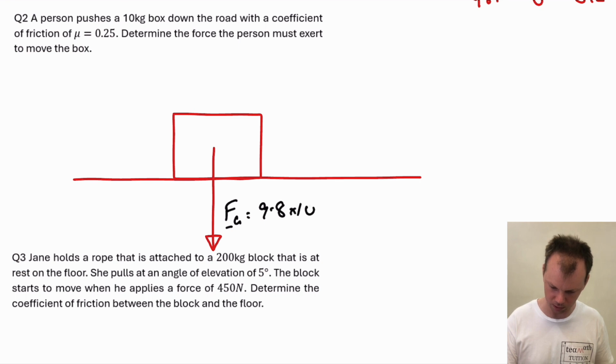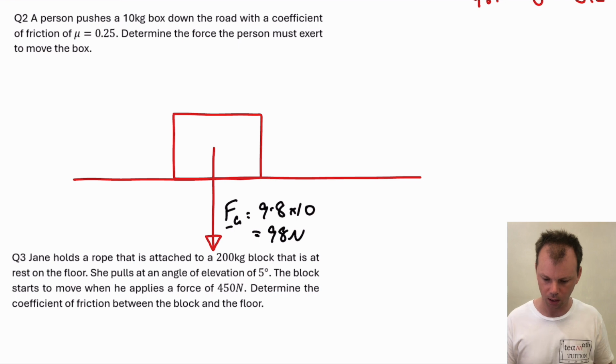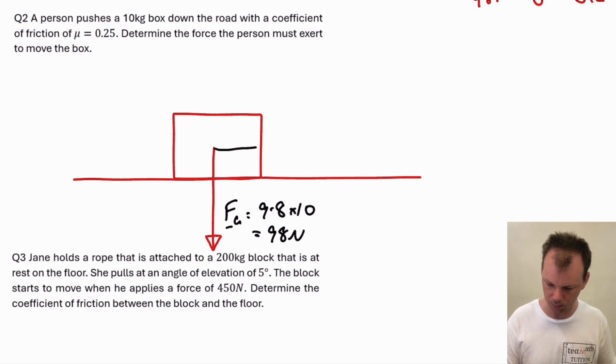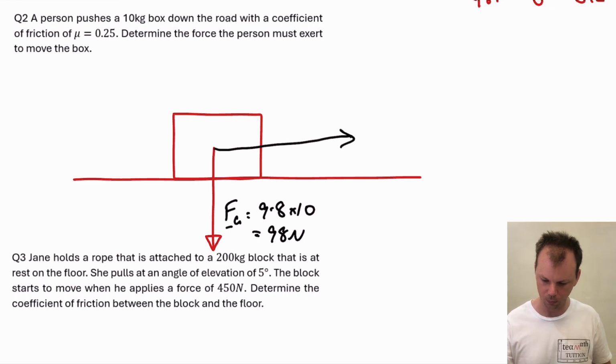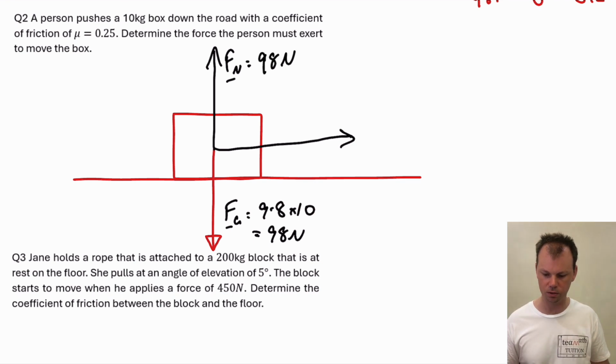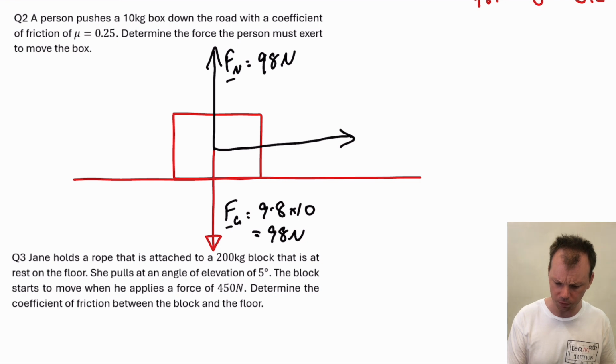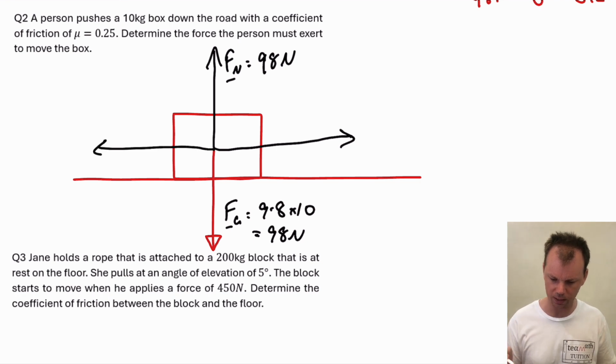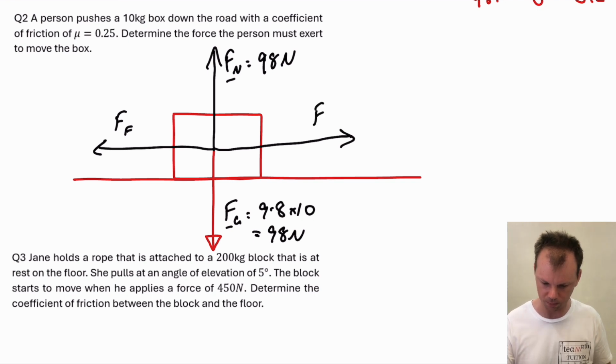9.8 times 10. We've got 98 newtons. We're pushing the box this way. We've also got a normal force, which is opposite to the gravitational force, 98 newtons. And we've got a frictional force that's coming out the other way. So frictional force, and we've got an applied force coming this way.